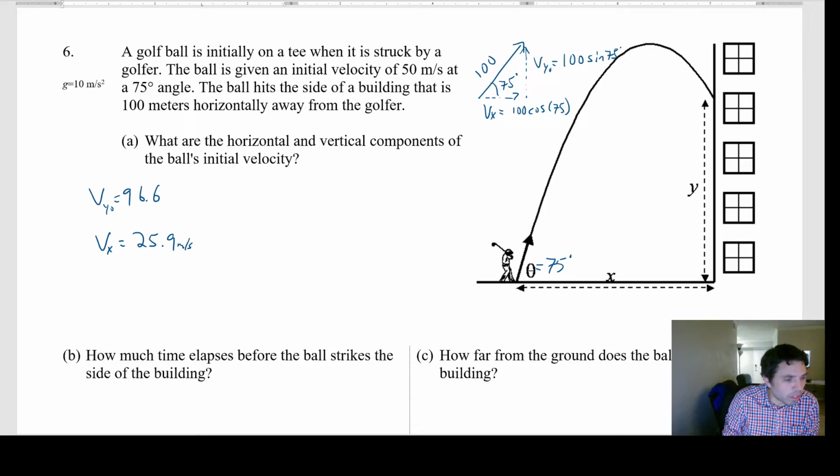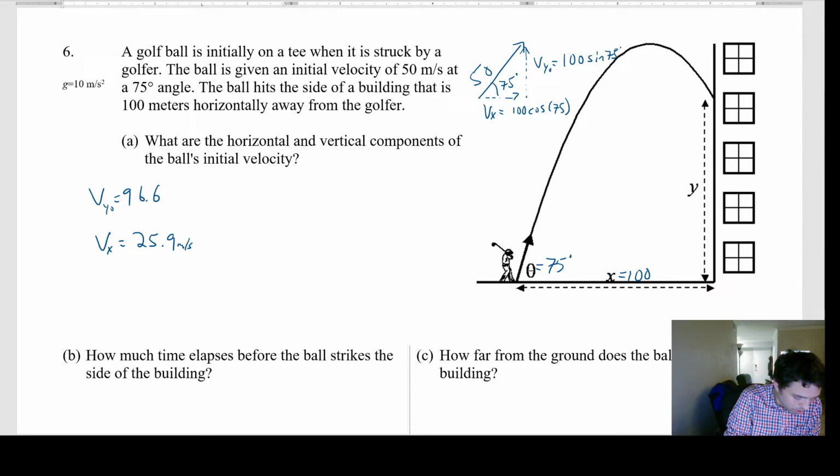Initial velocity is 50 meters. 50? What do you... Huh? 50. Oh my god, I'm dumb. Okay, why did I say 100? Oh, this is 100. Okay, I'm sorry, guys. This is 100 here. Thank you, Christian, for pointing that out. I'm sorry about that. So it's 50 there. My bad.